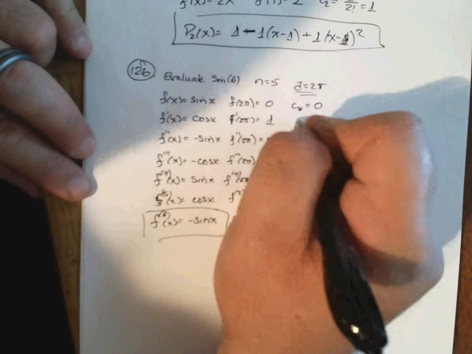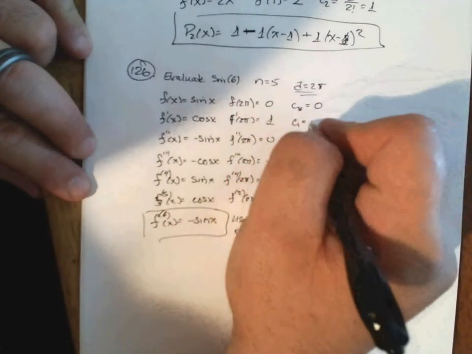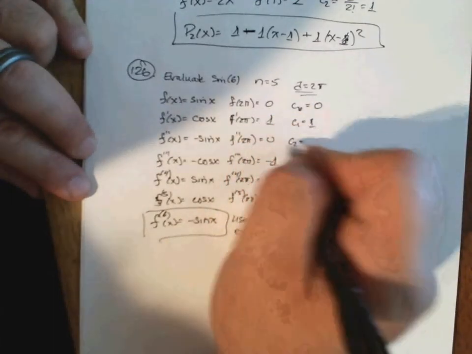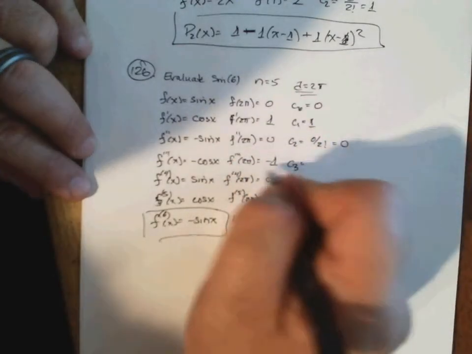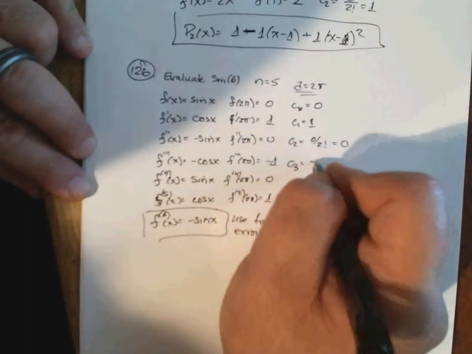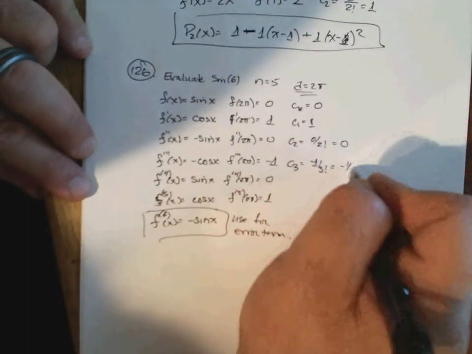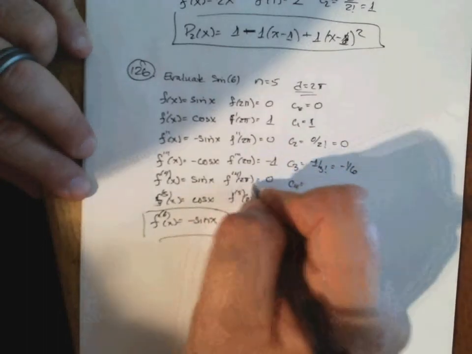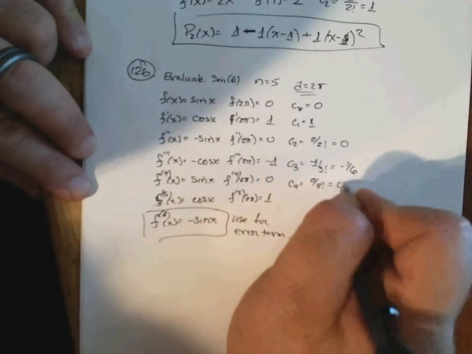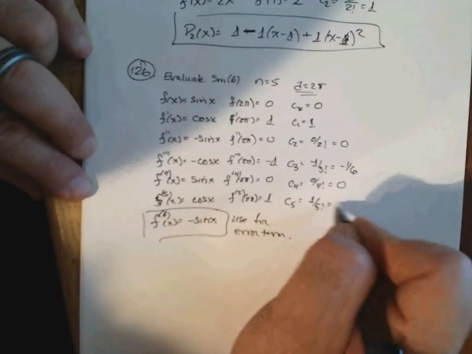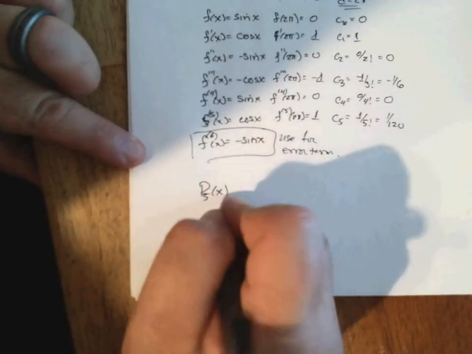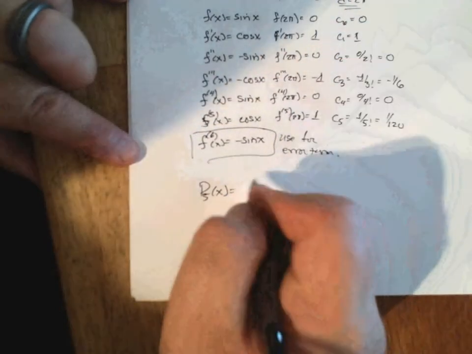Now, what about the c's? C naught is f at 2 pi. C1 is f prime at 2 pi. C2 is f double prime at 2 pi over 2 factorial, which is still 0. C3 is this f triple prime at 2 pi over 3 factorial. C4 is the fourth derivative at 2 pi over 4 factorial, which is 0. And C5 is the fifth derivative at 2 pi over 5 factorial. And so we've got the coefficients C, and we're ready to write our polynomial.